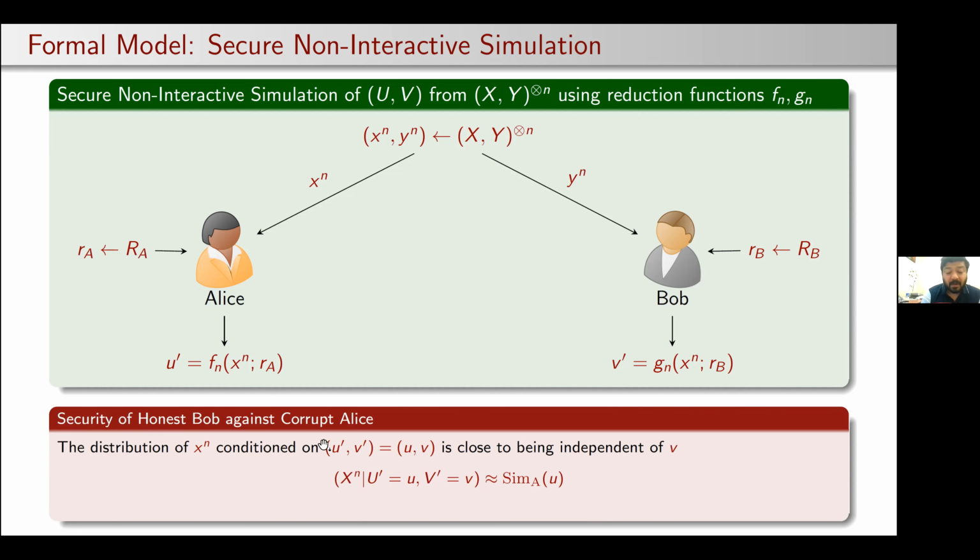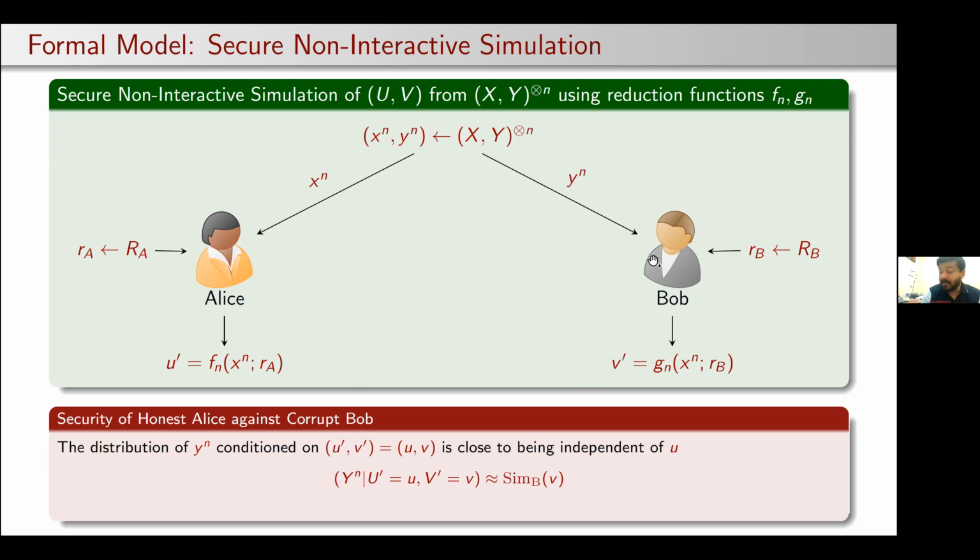The security of honest Bob against corrupt Alice states that Alice's sample xn conditioned on a particular u prime and v prime should be independent of her output u. This might seem ad hoc. However, there is a reason for defining security in this manner. This is consistent with the universally composable definition of security that is commonplace in secure computation.